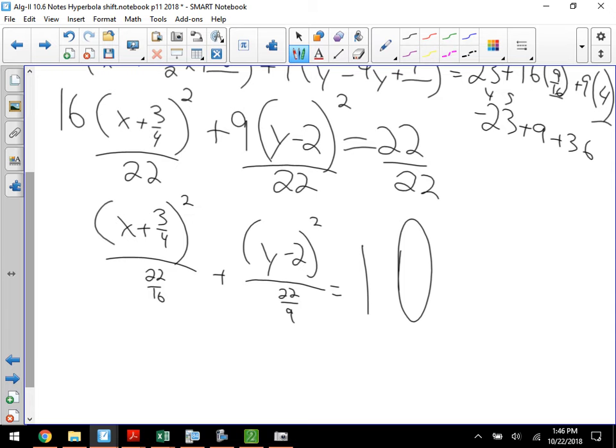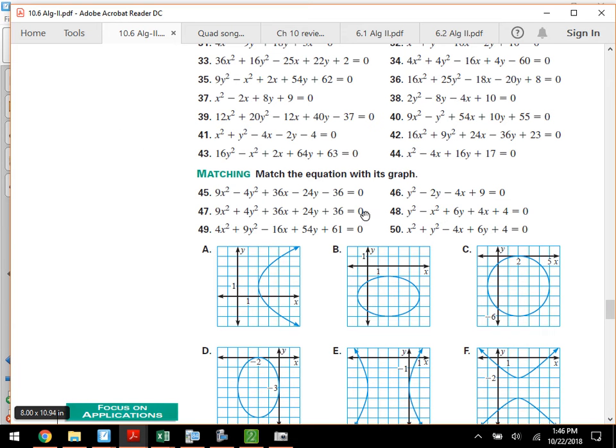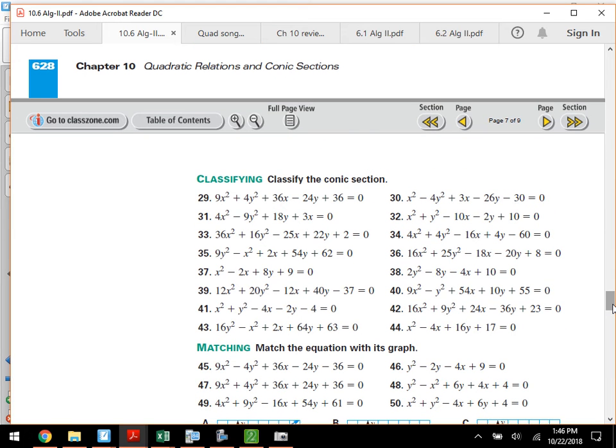Just so happened out of the 15 problems in the textbook, I randomly selected the one that was the worst. Merry Christmas. All right, let's do another one. That won't be as bad. I try not to.